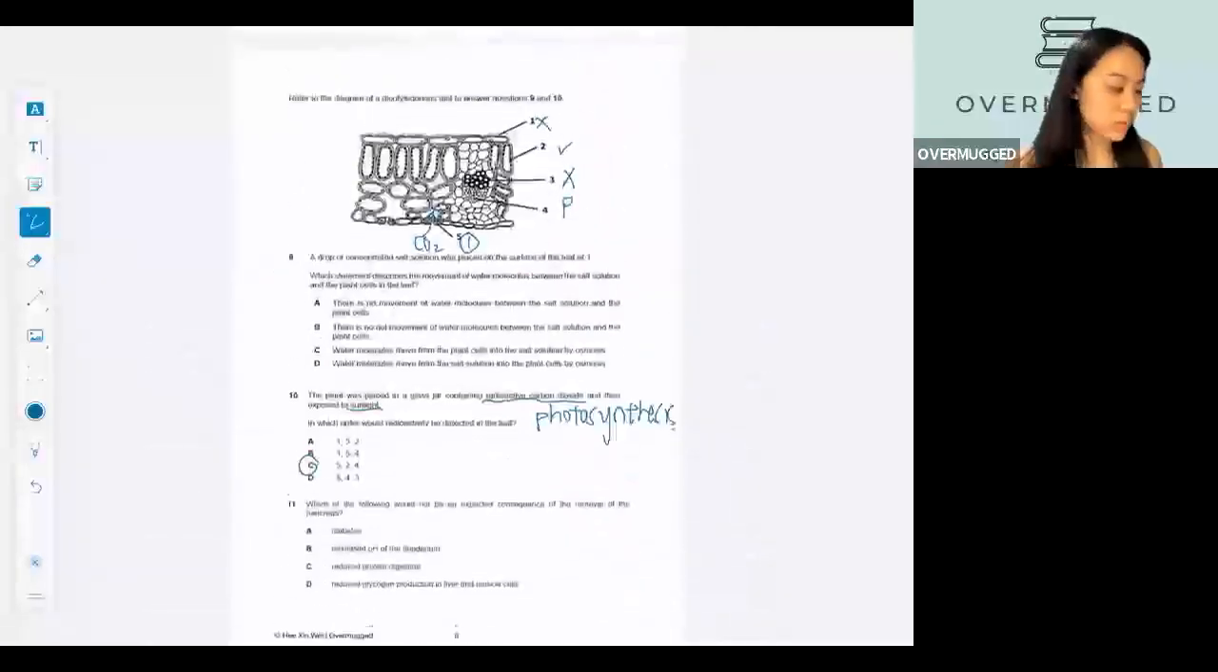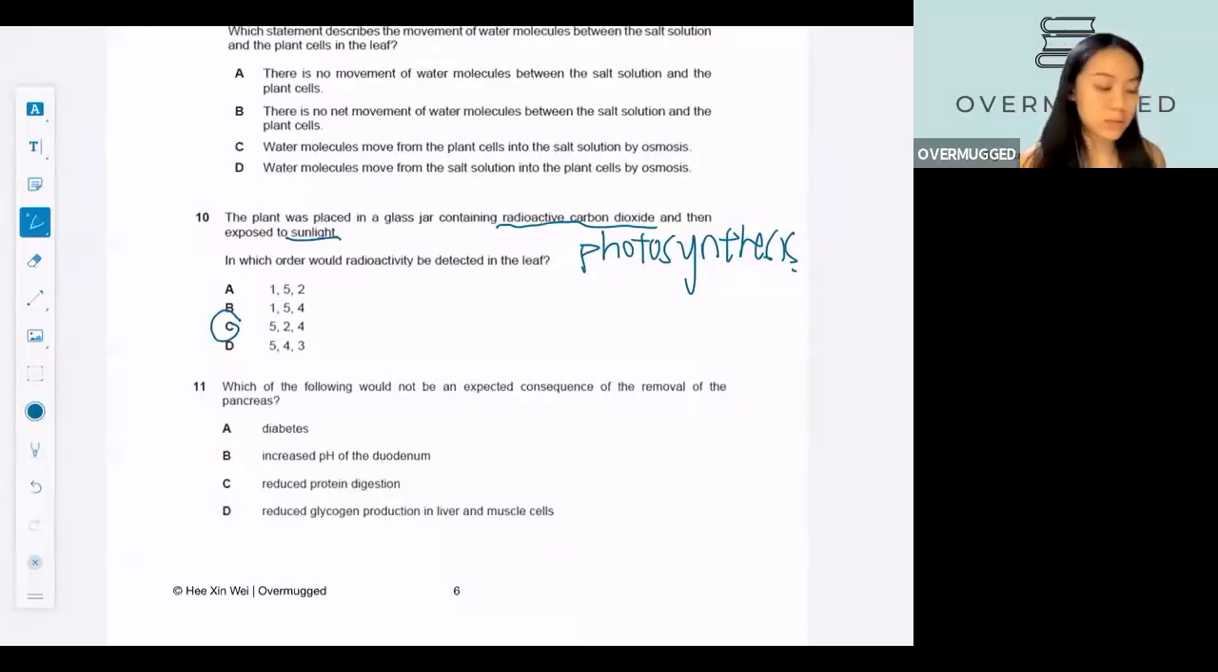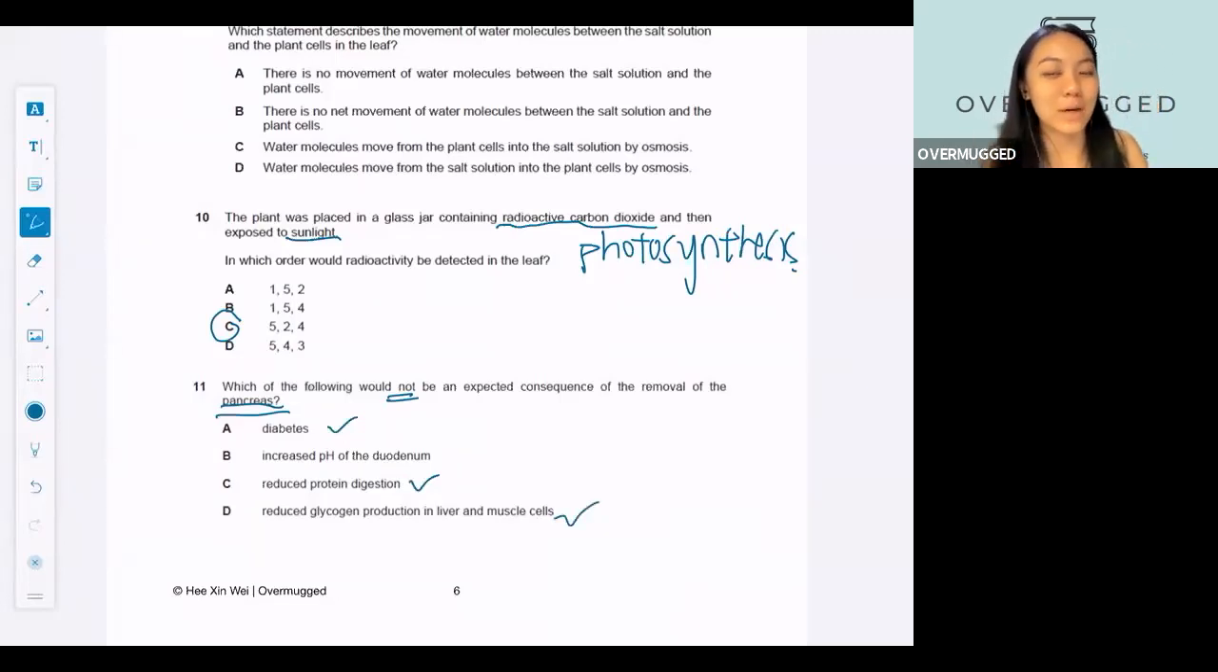Okay. Someone asked about question 11. Removal of the pancreas would not be an expected consequence of... the consequences of removal of the pancreas. So same thing, you have to think of what the pancreas does. You learn about the pancreas, right? Firstly, I think this part, this, and this, it should be quite clear why it would happen. Because your islets of Langerhans are in the pancreas. So if your pancreas is removed, then the islets of Langerhans cannot secrete your insulin and glucagon, right?